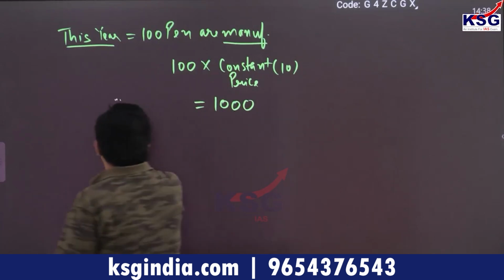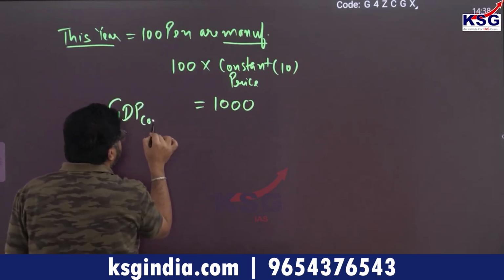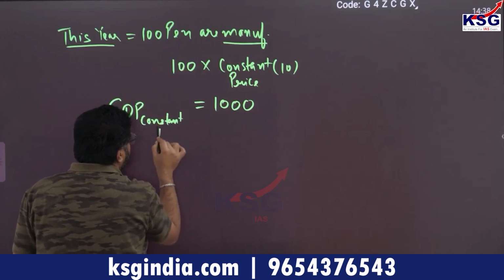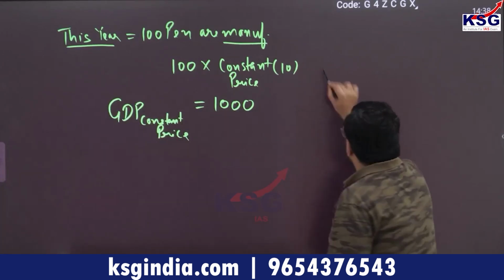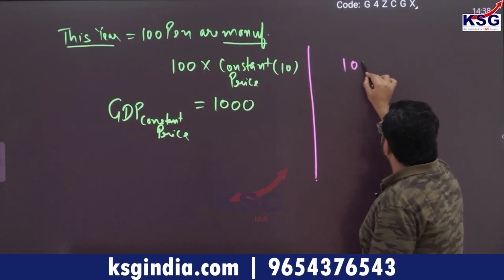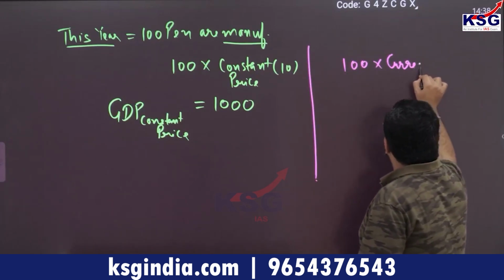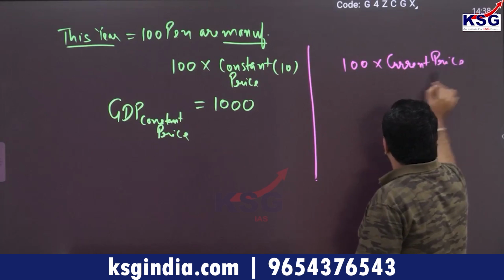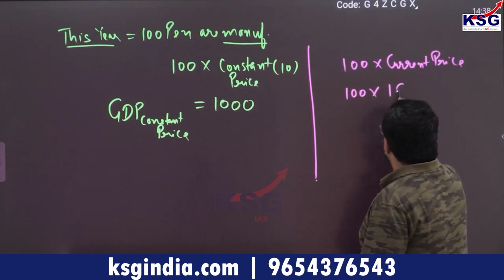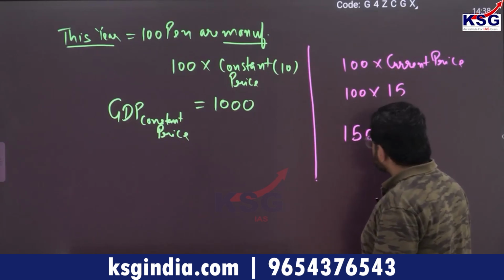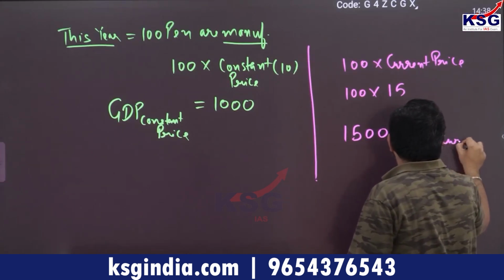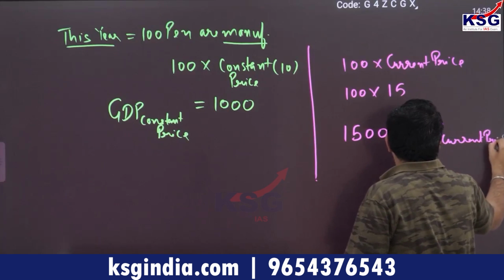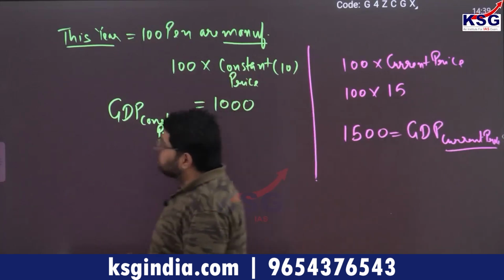So you will say that GDP at constant price is 1000. And when I calculate GDP using current prices, you will say 100 into 15. So in that scenario, GDP will be 1500. So this is GDP at current prices. So you can say this year 100 pens are produced.